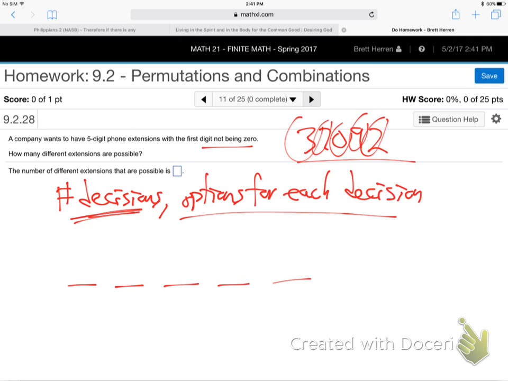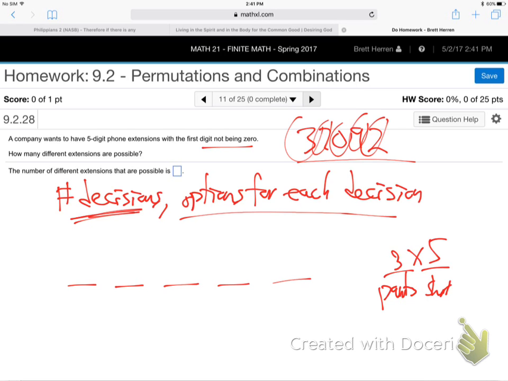Just like when I got dressed this morning, I picked a pair of pants and I picked a shirt. I might have had 3 pair of pants and 5 shirts, times together, 15 different outfits. I made 2 decisions this morning: pants and shirt. 3 options for the pants, 5 options for the shirt, multiplied together, 15 different ways I could have got dressed. So that's what we're going to do with picking an extension in a lot of these problems. Decisions, options. So when I picked 37092, I made 5 decisions.